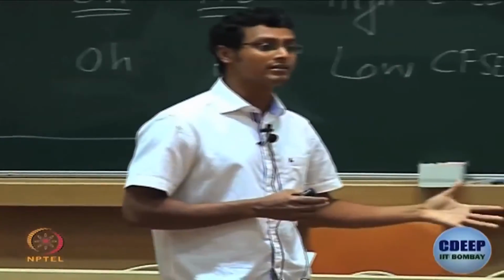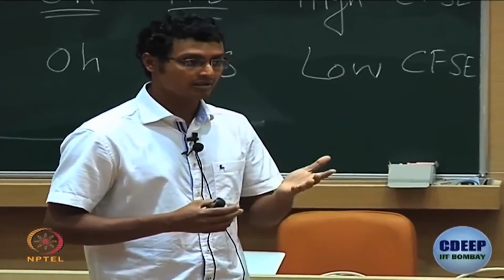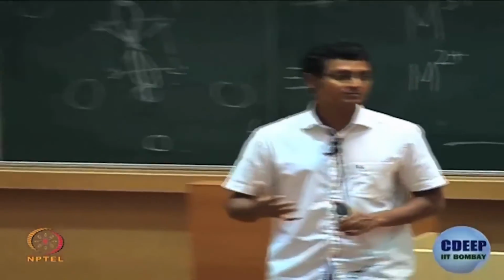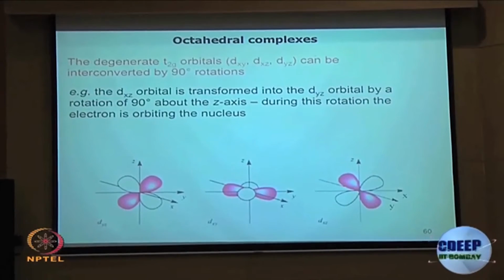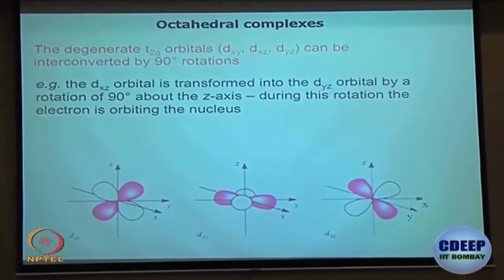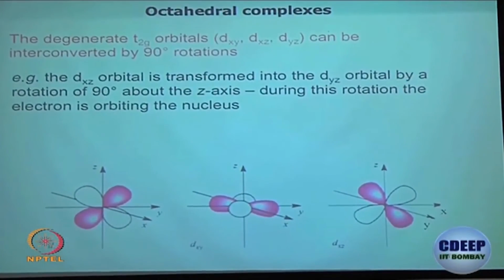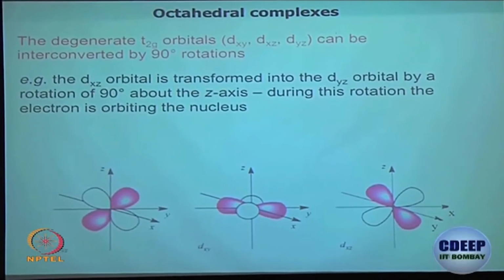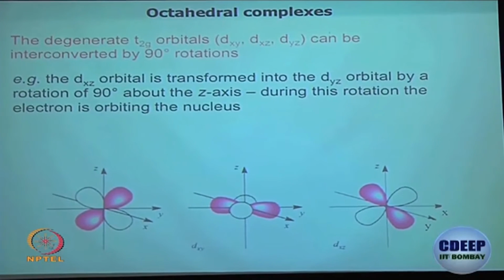But can you do that? That is the question, and that's what we want to see. Can we interconvert dxy into dyz or dx2-y2 into dyz? So the orbital contribution is nothing but the spin only value plus something extra you get.